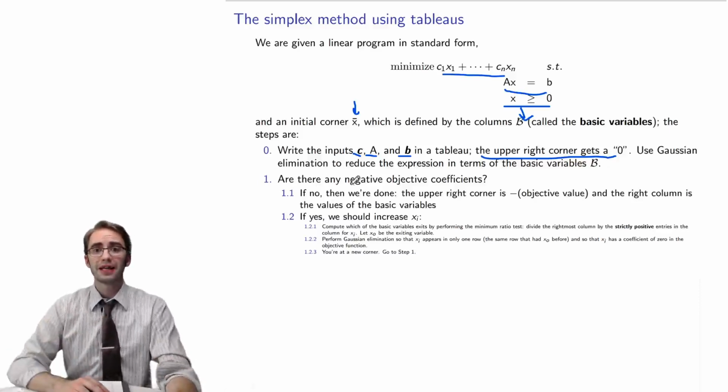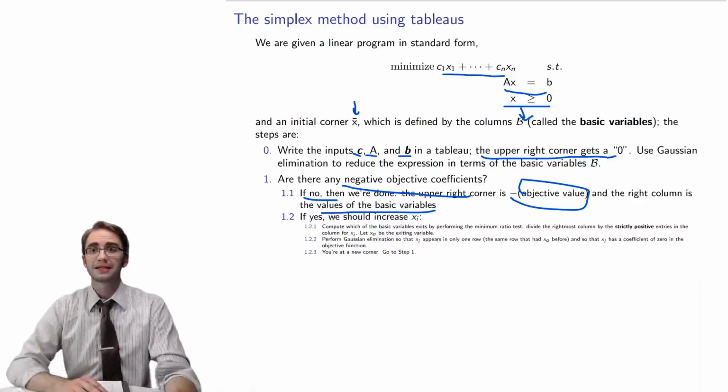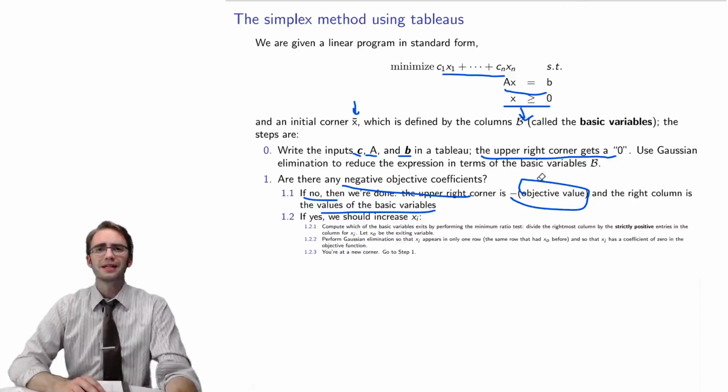You ask, are there any negative objective coefficients? And if no, then you're done. And the upper right corner is -1 times the objective value, and the right column is the values of those basic variables. We'll solve an example, and you'll see what all this means. And if the answer is yes, there are negative variables, then you perform this minimum ratio test. And we'll go through those steps here. I don't think I need to dictate all these rules to you. I think you'll learn it much better if I just work through the examples. And so let's do that now.